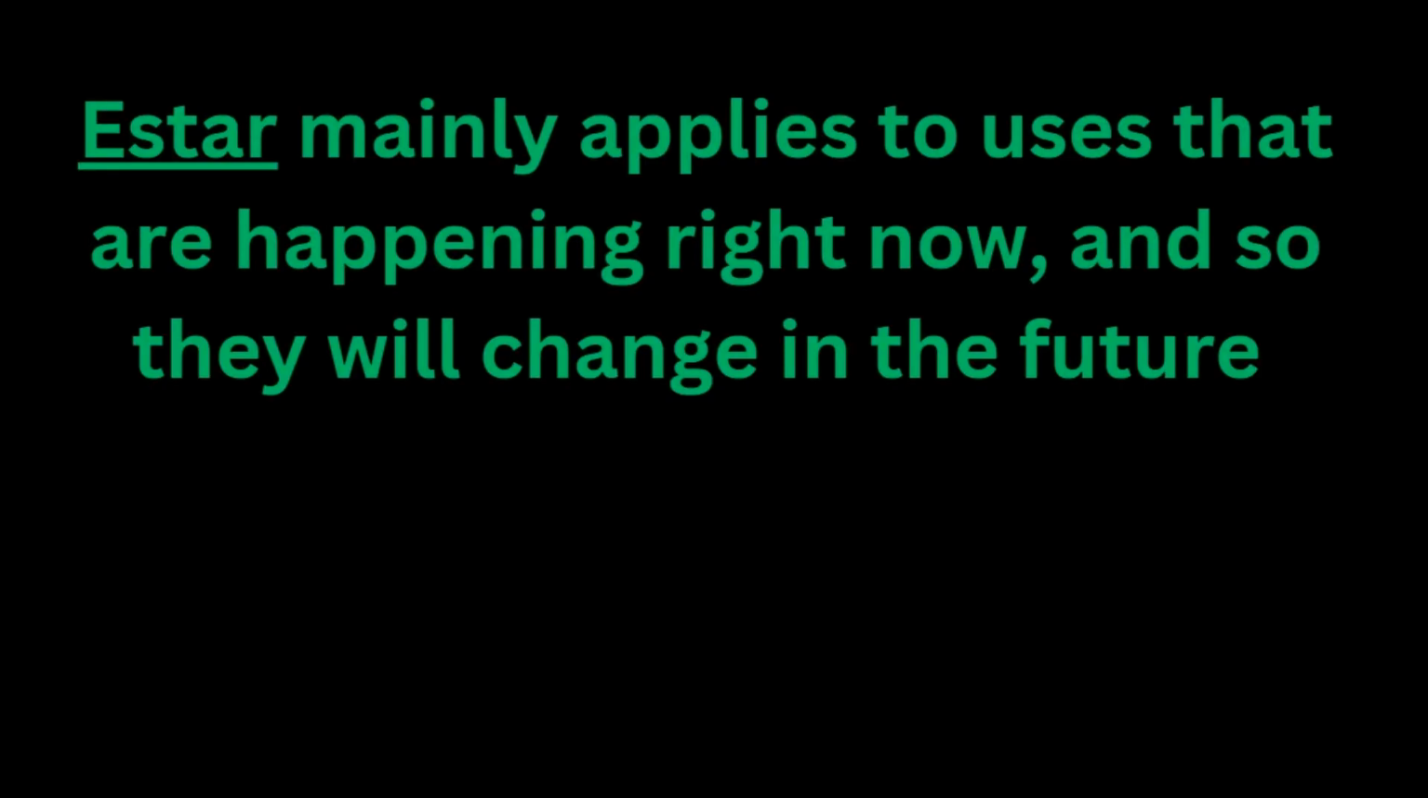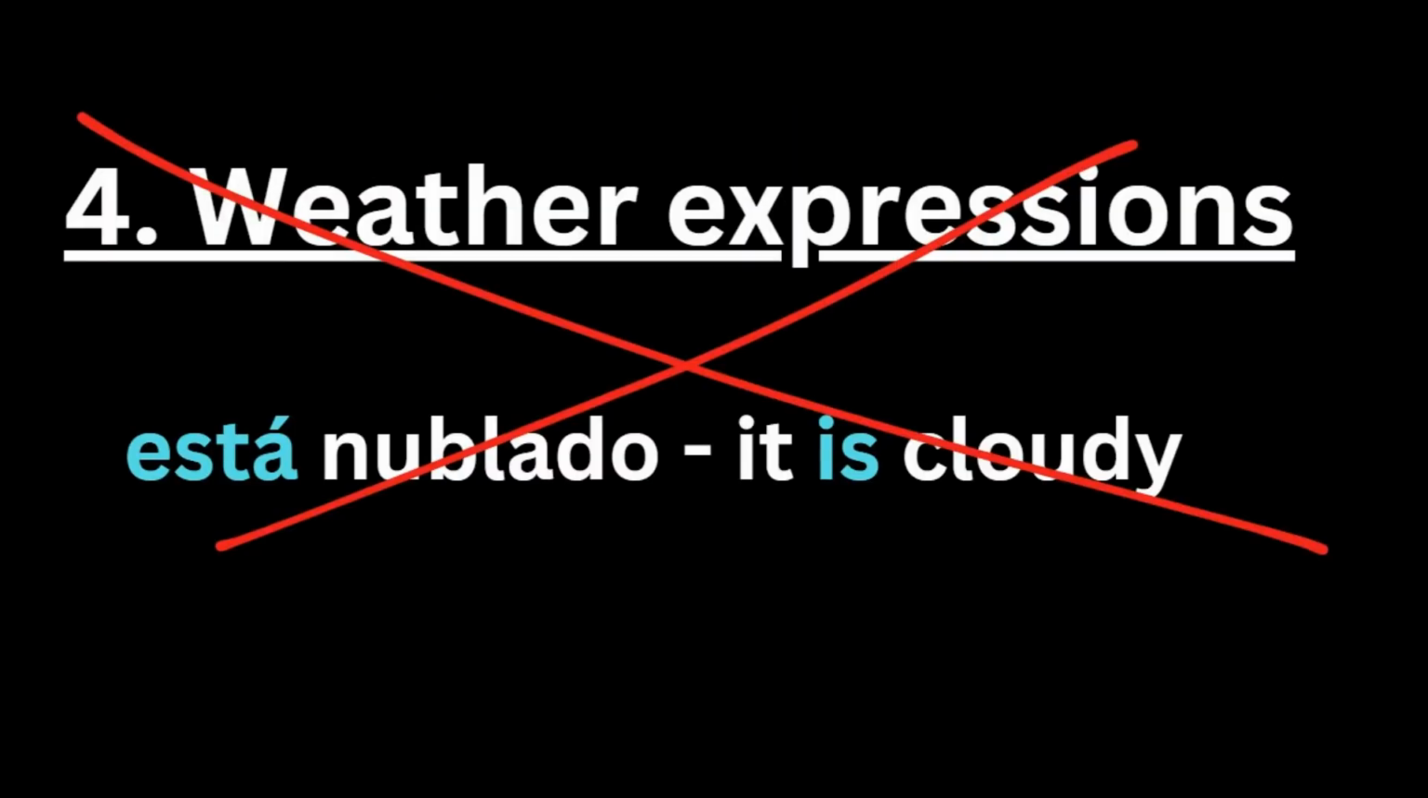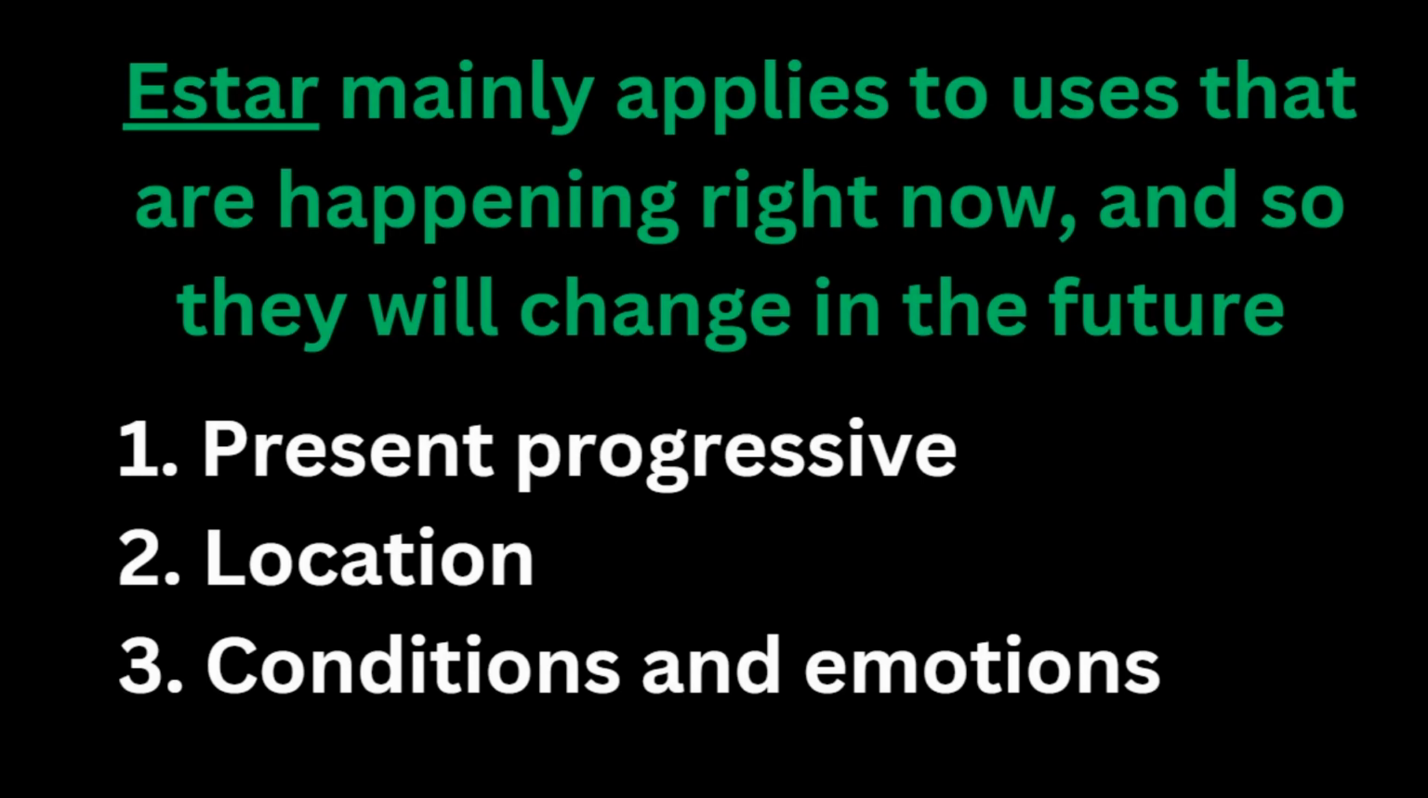And in case you still don't understand the concept, the verb estar mainly applies to uses that are happening right now, at this moment, and they're most likely to change in the future. Just like I listed examples in my said video, the uses of the verb estar likewise have a connective pattern across all examples that I used in this video. There are other uses of the verb estar, like weather expressions, but they're not as important as the primary uses in this video. The present progressive, location, and conditions and emotions are the primary uses of the verb estar, and all of these uses have a connection, and that is they're happening right now.